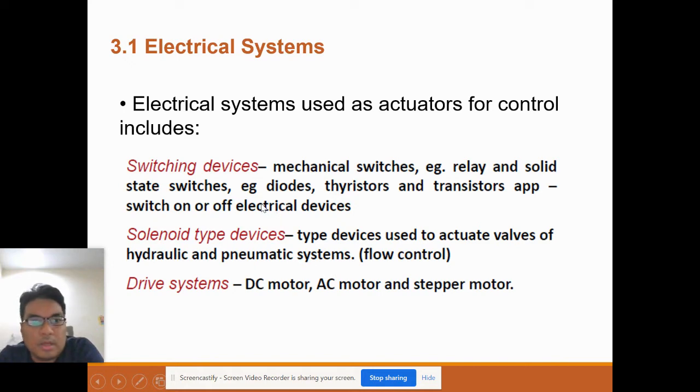The next one is the solenoid type device, which is a type of device used to actuate a valve of the pneumatic and hydraulic system. For example, you have learned before how to control the flow of air and oil in hydraulic and pneumatic systems using solenoids. For the electrical device also, we have solenoids. Then the drive system, such as the DC motor, AC motor, and also the stepper motor.